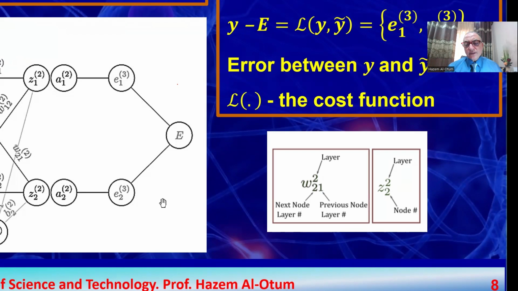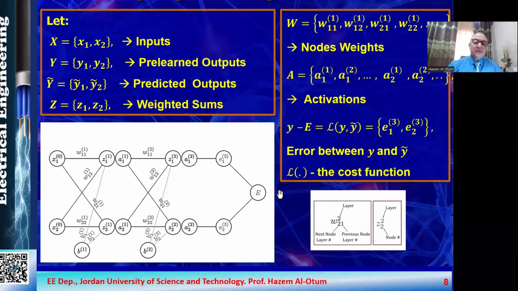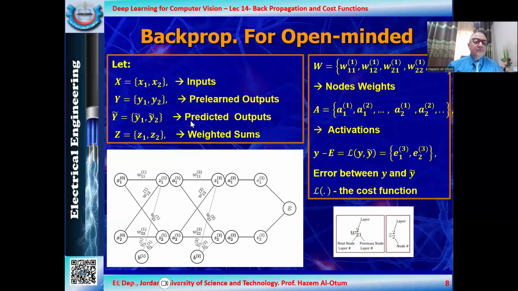The same thing for Z. Z2 is the weighted sum at node 2 at layer 2. So these notations can be used. We'll try to understand and comprehend the main ideas of backpropagation from these slides.